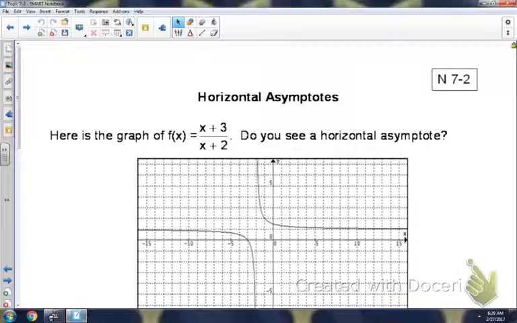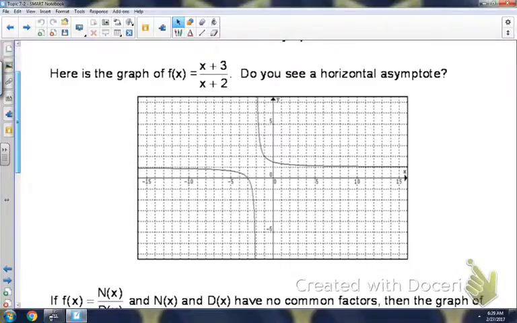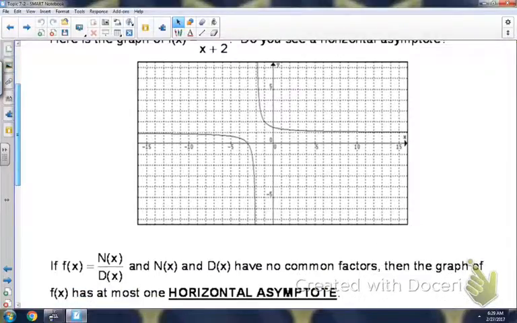So we're looking at these two different graphs here, and we look to see if it's approaching a horizontal line. So notice right here, the graph is approaching a horizontal line, crossing the y-axis at 1. So that horizontal line would be y equals 1.